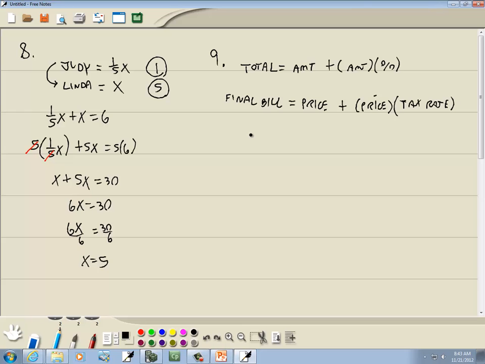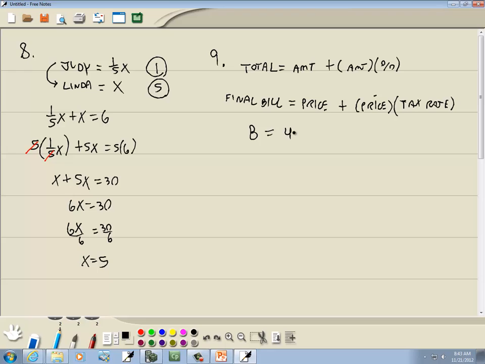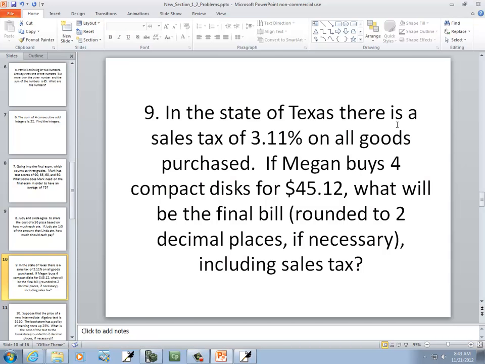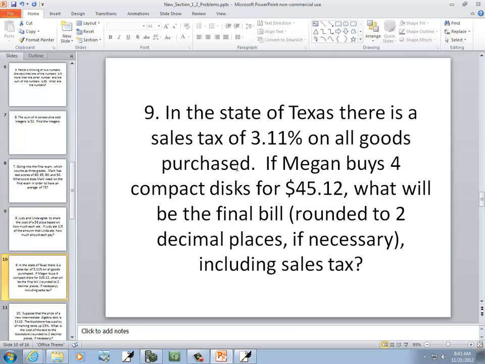Okay, final bill, I would say B for bill. Price is $45.12 plus $45.12 times tax rate, and tax rate was 3.11%. Never do we work with it in percent form. We immediately want to change it to decimal form. So the 3.11% becomes 0.0311. There's not a whole lot of solving in this one. It's already in the right form.